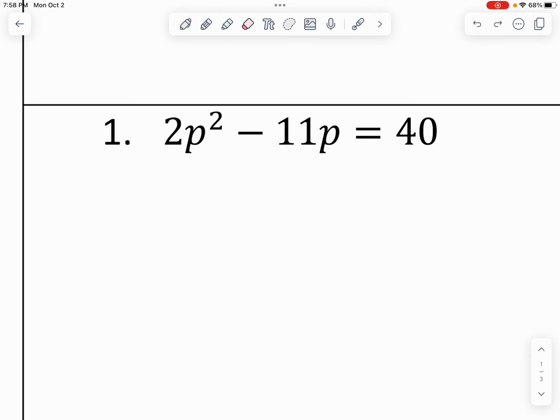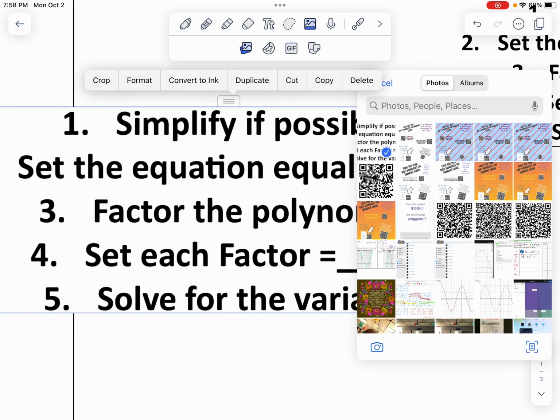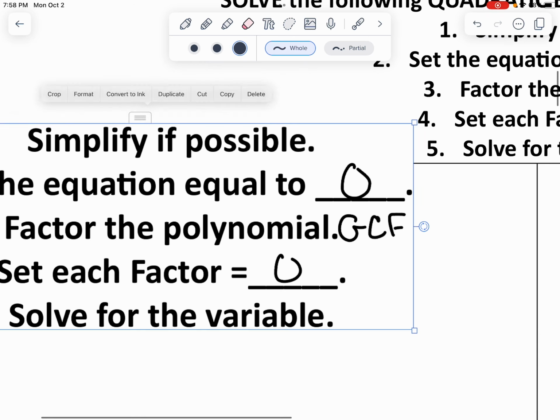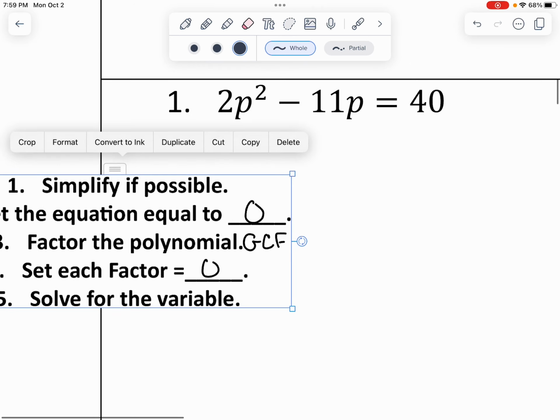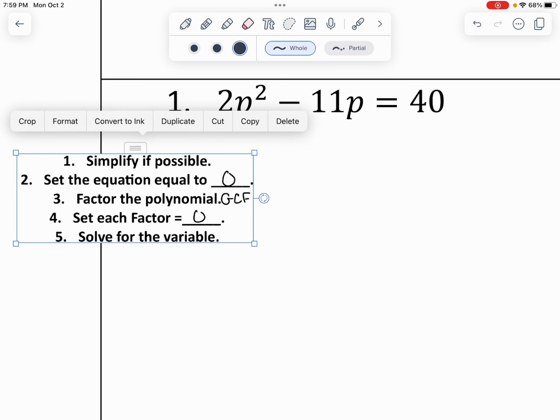What variable do you think we'll be solving for in this problem? I'm going to guess a p. We are going to be solving for the variable p. That is correct. And did you notice I took a little screenshot and I have my steps right here? Again, what variable are we solving for? P. That's right. Okay. Now, let's change color.